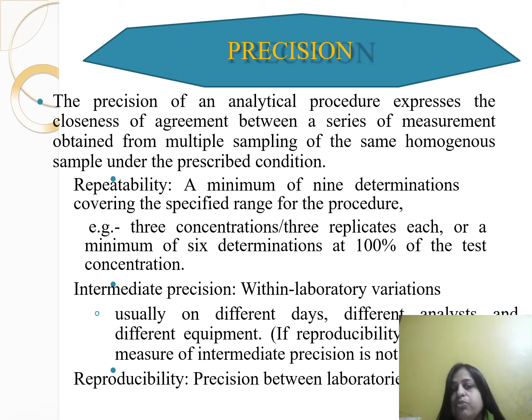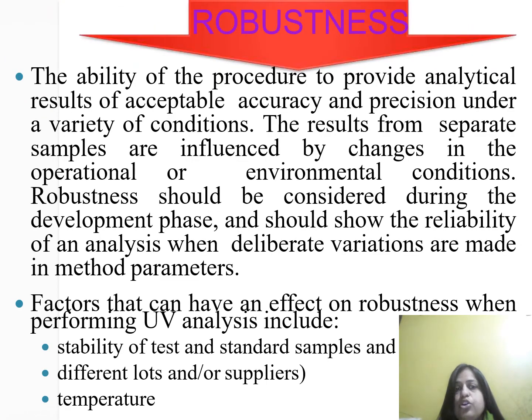Intermediate precision is within-laboratory variation, usually on different days, with different analysts and different equipment. Right? So precision between laboratory results. Robustness is the ability of the procedure to provide analytical results of acceptable accuracy under a variety of conditions. So when we change the conditions, the accuracy and precision must still be maintained in the analytical procedure. Results from separate samples are influenced by changes in operational or environmental conditions.